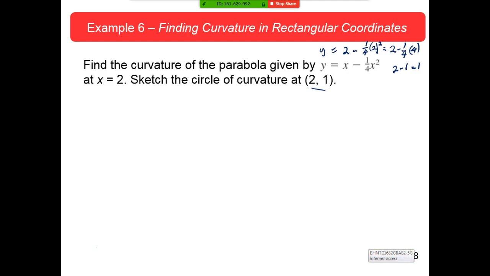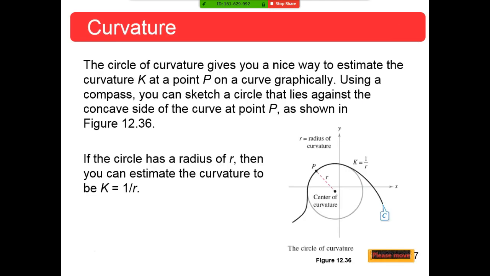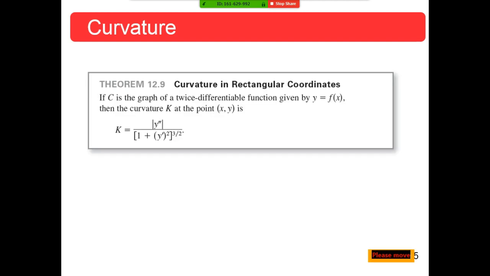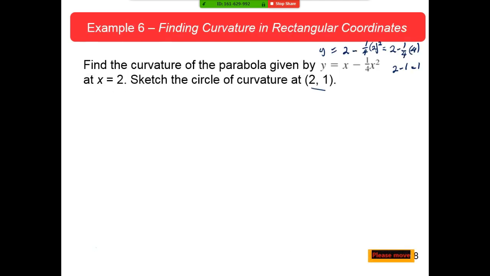Now, what we had just done, in fact, I think I'll scroll back for people who may have missed last time, because not that many people were there last time. Here is the curvature in rectangular coordinates, if you have y equal to f of x. Now, if C is the graph of a twice differentiable function, y equals f of x, then the curvature K at a point x, y, we have that point 2, 1, is given by this. Okay? So there's our curvature. It's at the top of page 860 if you've got your book open.